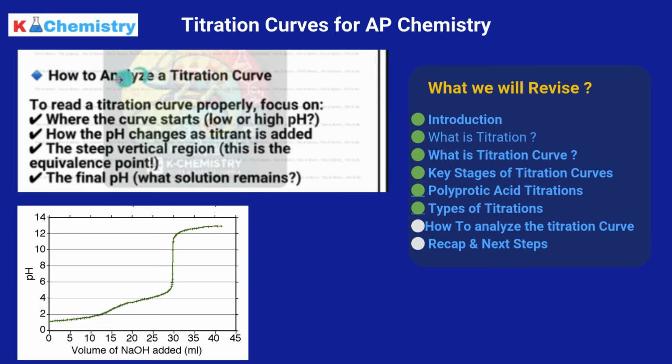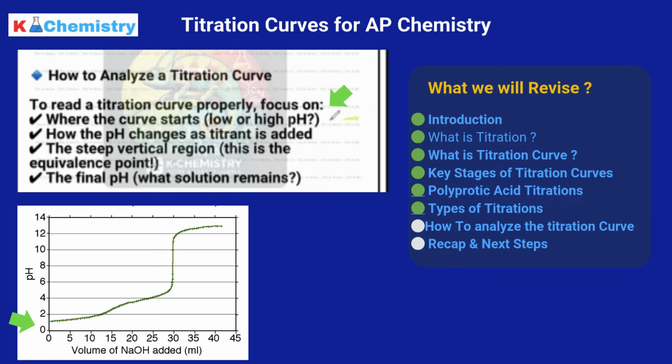How to analyze a titration curve? To read a titration curve, look at where the curve starts. Did it start in a place where it is acidic? Is the pH very low at the beginning, so it is acidic, or did it start at something basic? If it is a high pH, it started with a base, so you have a base in your flask. You started by putting a base in the flask, but if it started with a low pH, it is an acid. So you started by putting an acid in your flask.